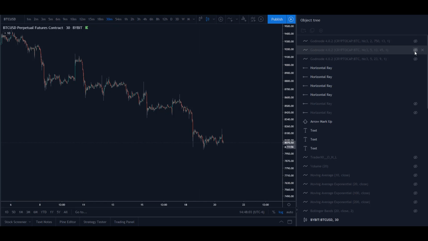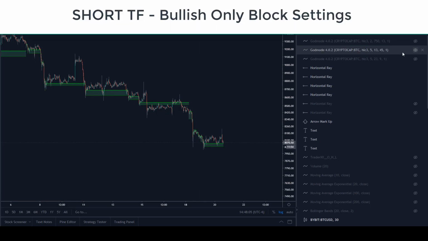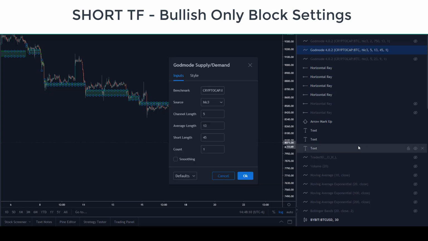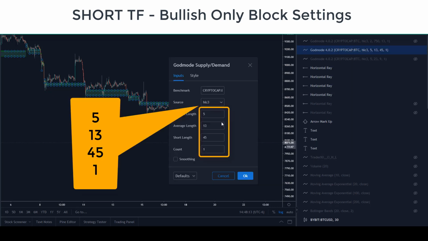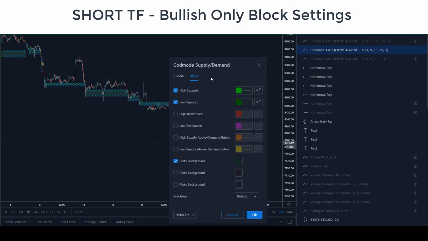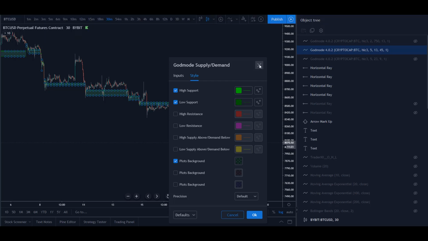Now let's look at the optimal shorter time frame bullish blocks. Those settings are 5, 13, 45, and 1. And then what I did to make it so the bearish blocks on this don't show up, I unchecked all of these. So there's only 3 checked: your plots background, the high support, and low support. Those would be the only ones checked on the bullish block indicator.